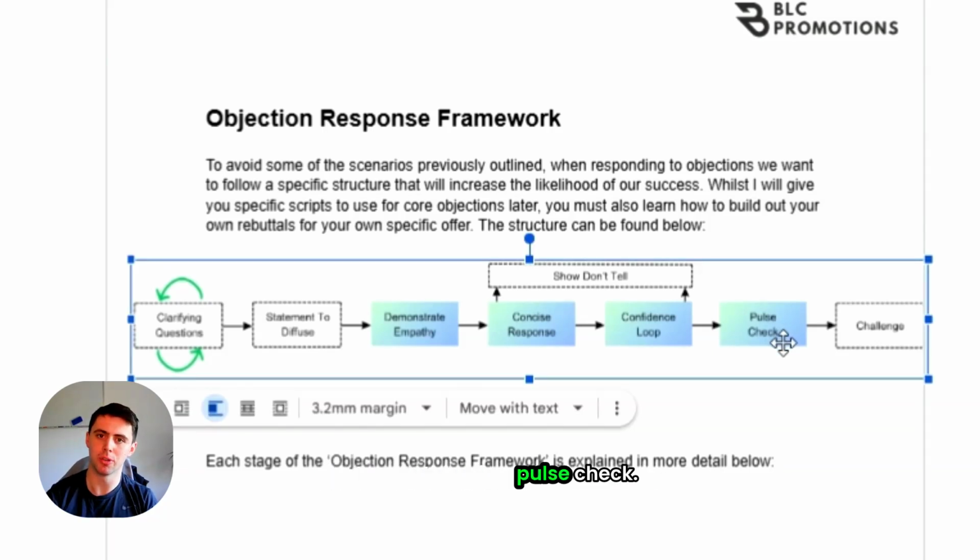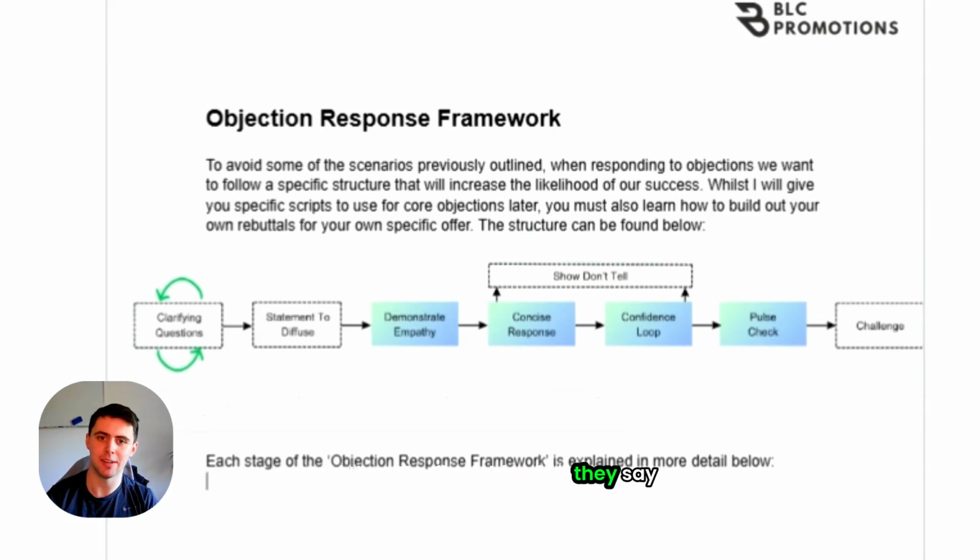And last main thing is a pulse check. What you want to do is just check in with the customer. Does that make sense? Does that clear that up for you? Questions like that. And then the final thing is, if they say yes, but you're not fully convinced you've actually handled the objection, you want to challenge them, obviously not in a confrontational way, but I'll get onto some ways you can challenge customers to see if they actually have been handled the objection.